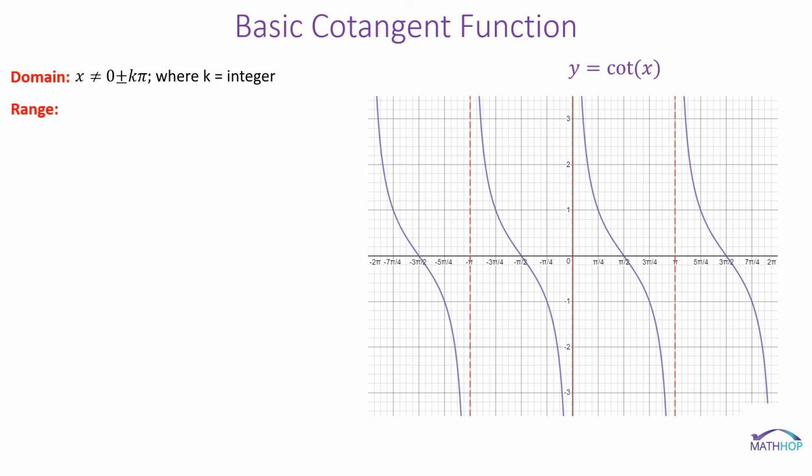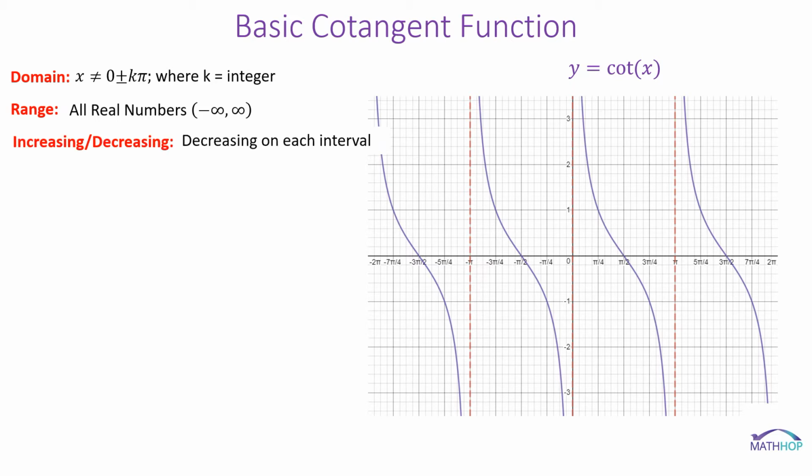Our range, we can see, still goes up to infinity and down to negative infinity, so it's still all real numbers. Now this time, we are not increasing. We are decreasing on each interval. So we are decreasing and continuous on each interval. It is again symmetric with the origin. It is an odd function, just like tangent is. And from that shape and looking at that origin, you can kind of tell, yeah, this is going to have that point symmetry.